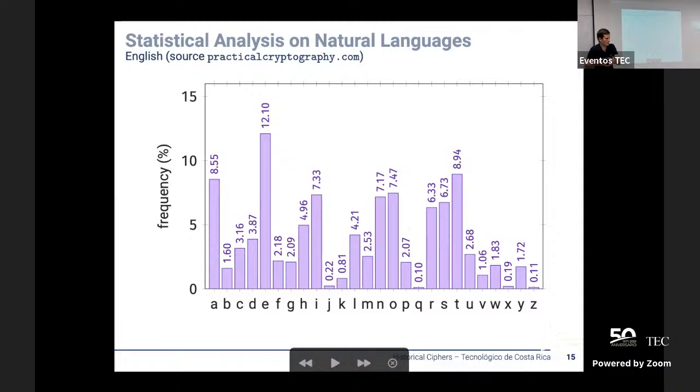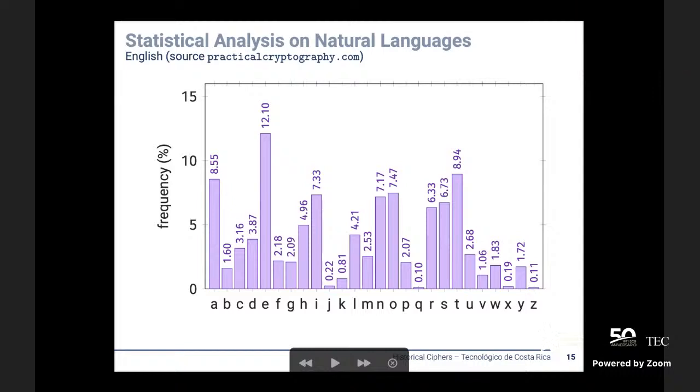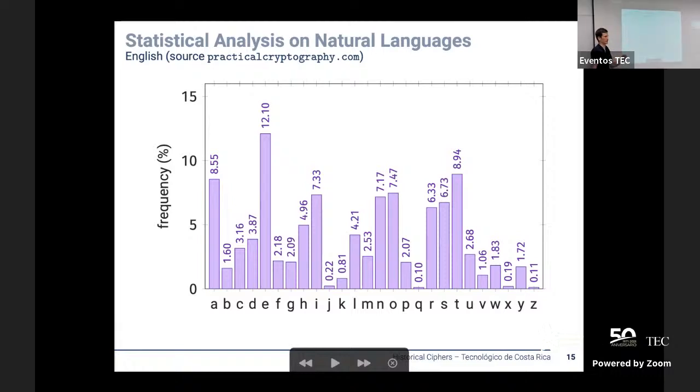The better you know what language something is encrypted in, the better you can determine statistics about the language. So if the cipher has this weakness that it's not encrypting properly, then you can exploit it by knowing which language it is.